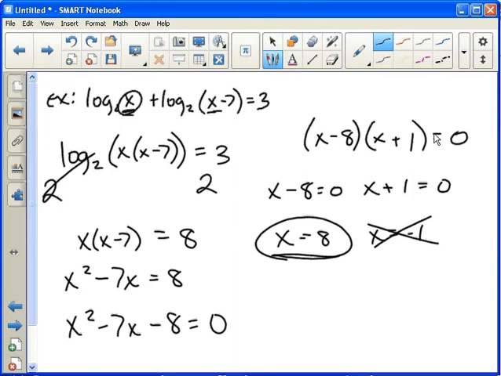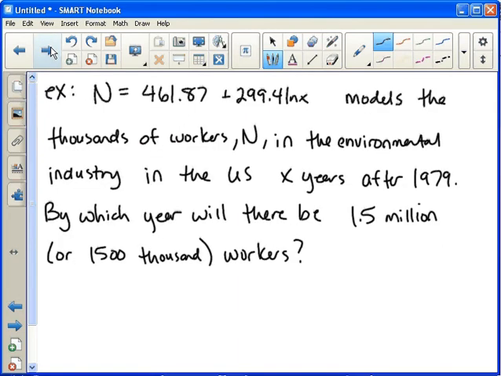Alright, so here's a model. It says n equals 461.87 plus 299.4 times the natural log of x. So that's not a 1, that's natural log of x there. It models the thousands of workers in the environmental industry in the U.S. x years after 1979. By which year will there be 1.5 million, which, since we're working in thousands, is the same as 1,500,000 workers? So they give us the number of workers and ask us for the number of years. Well, the number of workers is n, so I plug in 1,500. Again, it's in terms of thousands, so that translates to 1.5 million.